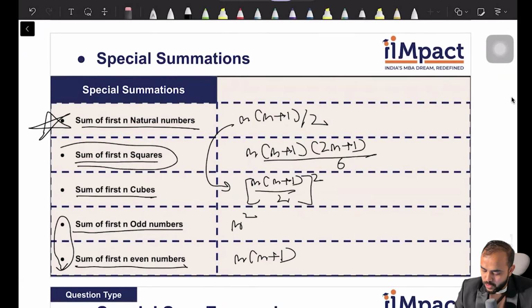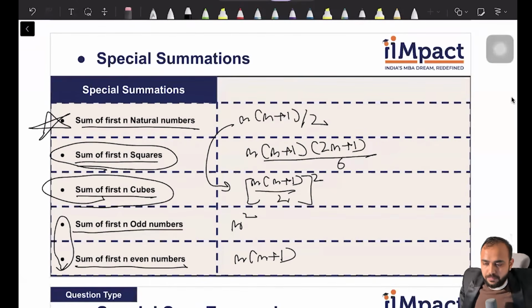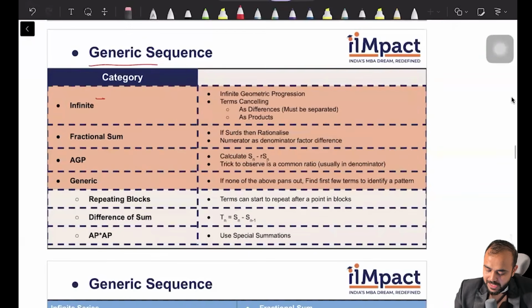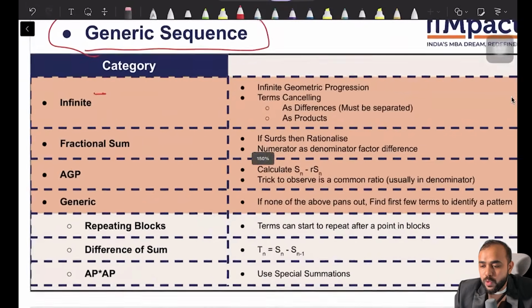And these two are wild cards. They might get used, and they have gotten used in CAT itself. And those who didn't know the formula would not have known how to solve this. Major chunk of this particular topic area, the only area where you might come across issues, unless it's a 2023 paper, is the generic sequence. They have not told you what the sequence is.